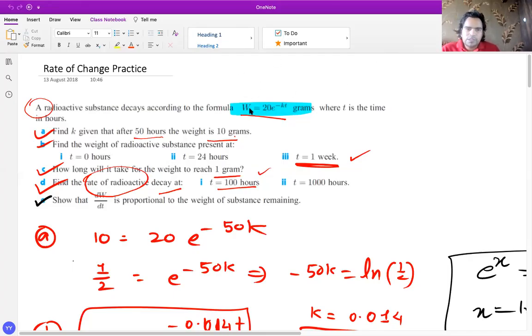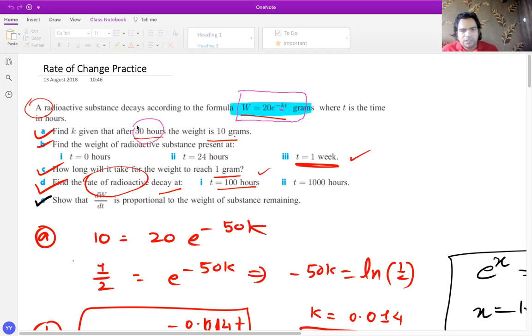So for the first part, what we have been given is that this is a question about the rate of change. The first part is that there is a model: W equals 20 e to the power minus kt. Now, since the given function has an unknown, k, they have given us a way to find out k.